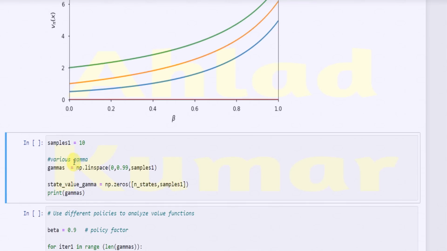Now I want to see the variation of the value of the states as a function of gamma, which is basically telling you whether you are far-sighted about the profits or short-sighted in terms of the profit. So gamma we are varying for 10 samples running from 0 to 0.99. When gamma is 0, you are giving emphasis to the immediate reward, whereas if gamma is 0.99, you are taking futuristic rewards also into consideration. Whatever comes in between is a compromise between 0 and 0.99. So we will see how the value of the states is varying with different values of gamma.